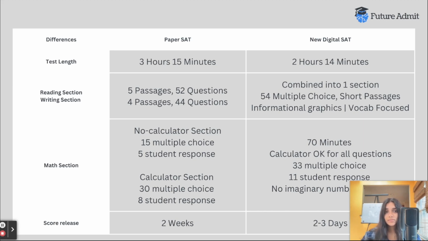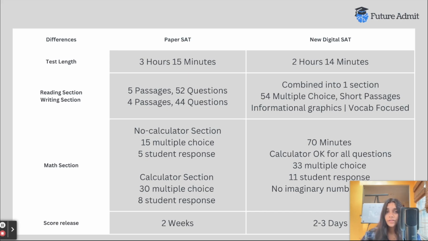Again, the new exam does release in the United States starting 2024, and the first SAT is in March. So if you're taking the March SAT, make sure you understand that you can use your calculator on the entire math section. And the test format is pretty different. So you should still use paper resources to study for the digital SAT right now, because there's not that many resources out there. But I do highly recommend still, especially for the reading and writing section, finding practice questions specific to the new digital SAT.